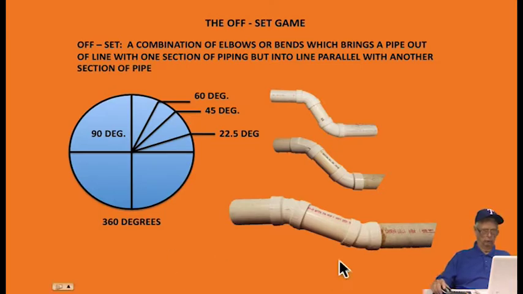Basically, here's what we're doing. With an offset, you're going to normally go around something or jump over something. So we're coming along here. Here's our offset, and then we're straightening out here.